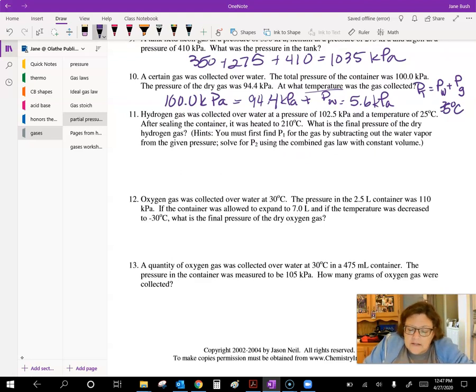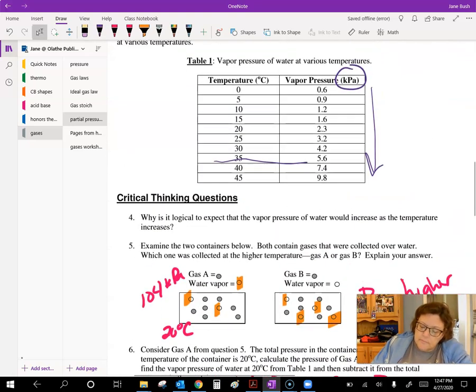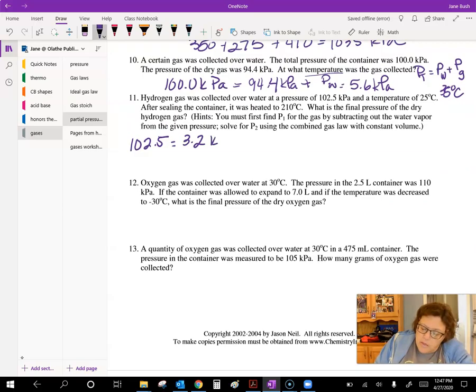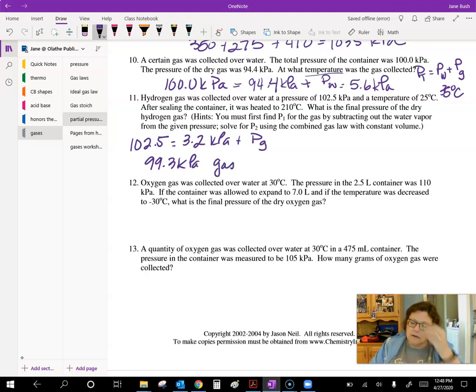Number 11, hydrogen gas was collected over water at a pressure of 102.5 and a temperature of 25. After sealing the container, it was heated to 210. What is the final pressure of the dry hydrogen gas? All right, so we know that the total pressure was 102.5, and the water pressure at 25 degrees is 3.2, plus the pressure of the gas. So we do that math and we come up with 99.3 for the gas.